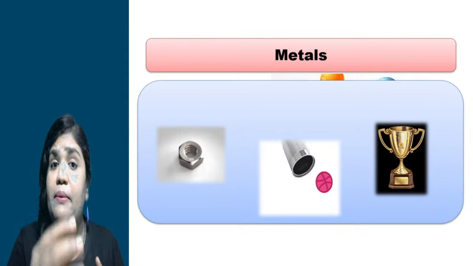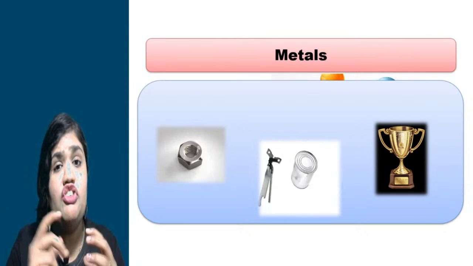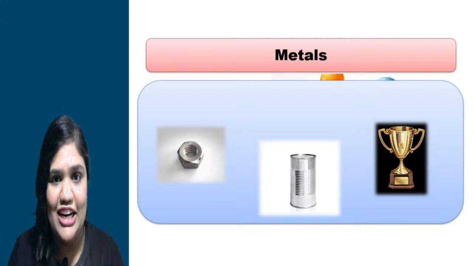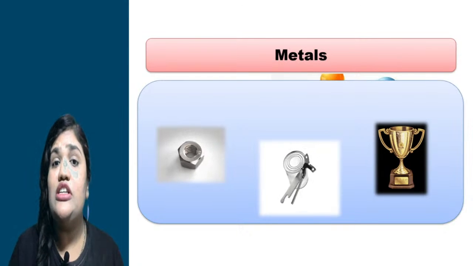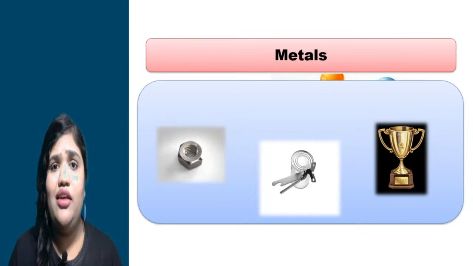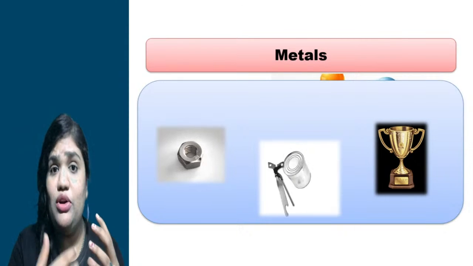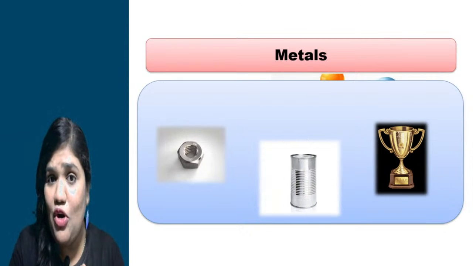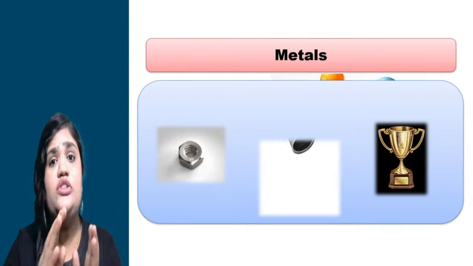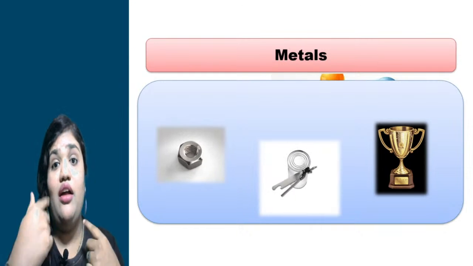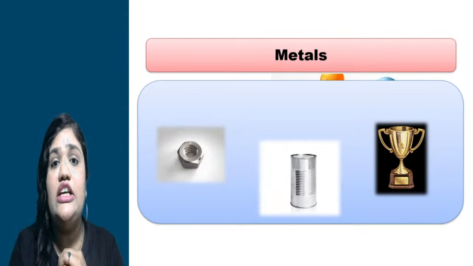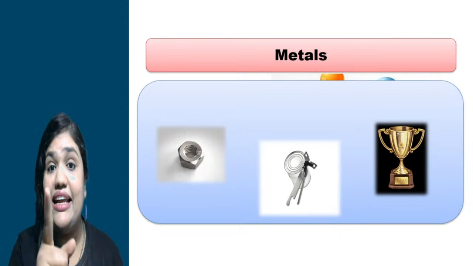Basically, metals are the chemical elements which readily lose valence electrons. So what is a valence electron here, students? Valence electrons are those electrons which are present in the outermost orbit of any element, and those particular electrons are known as valence electrons. So metals are those chemical elements which readily lose electrons. And what is the next step after losing the electrons? They form positive ions which are known as cations.